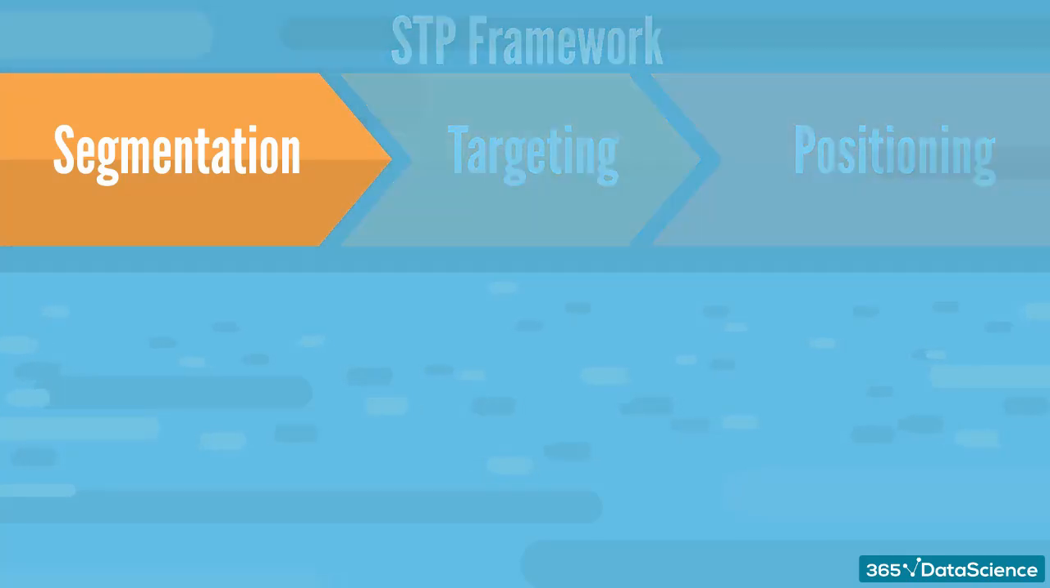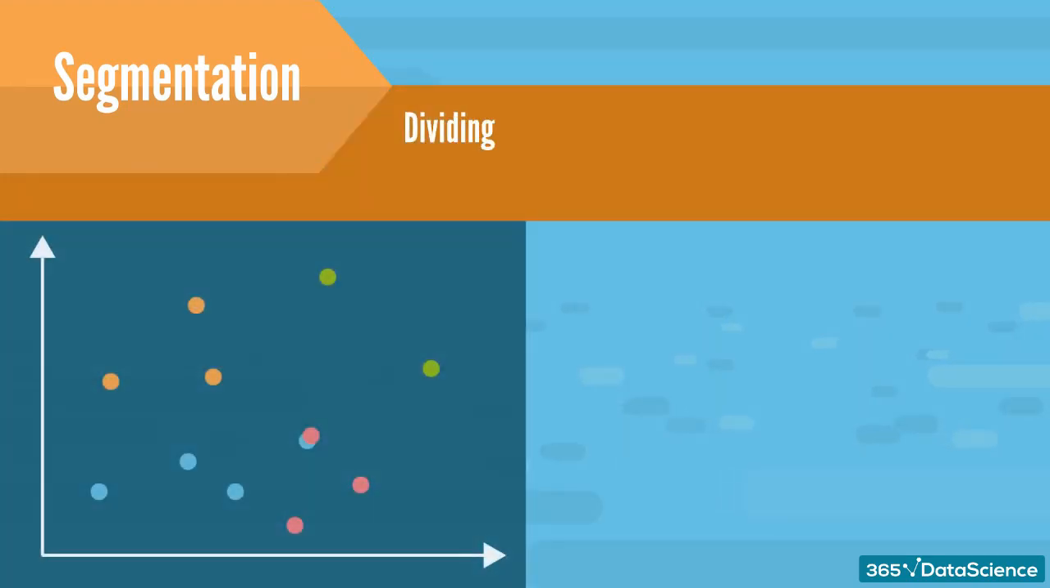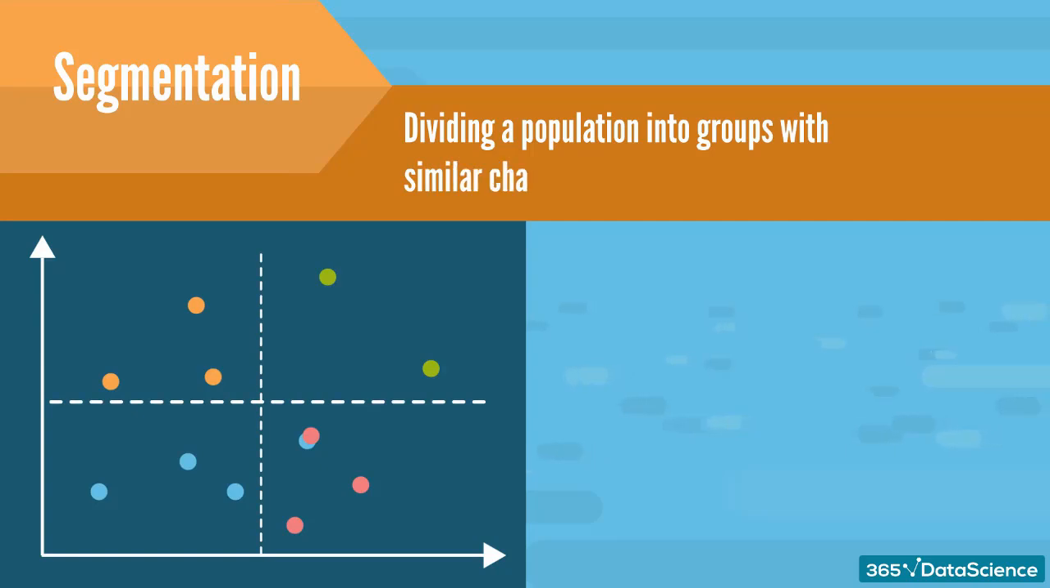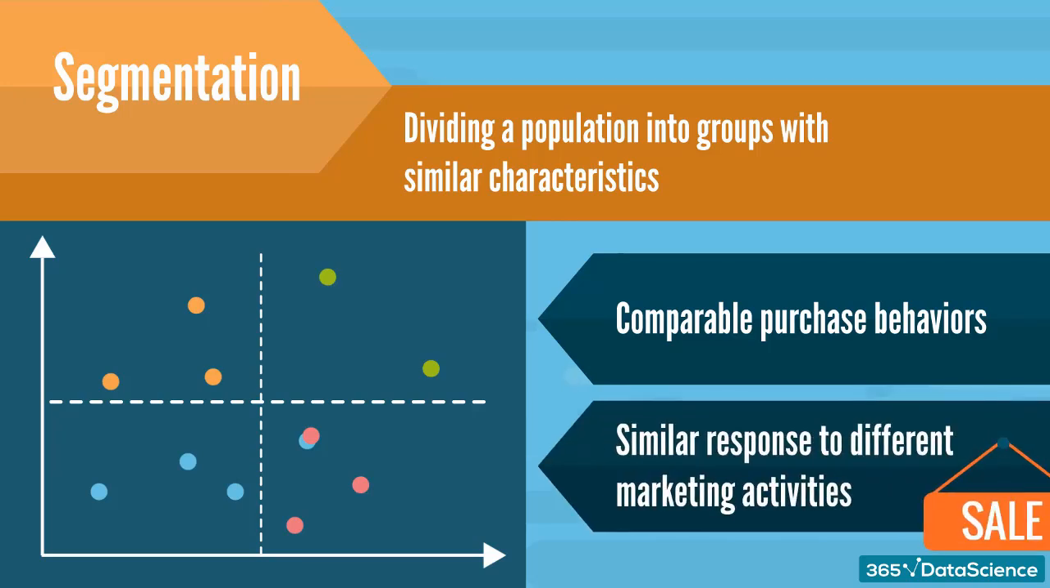Let's start with segmentation. Segmentation is the process of dividing a population of potential or existing customers into groups that share similar characteristics. The underlying idea is that, most likely, these groups will have comparable purchase behaviors. Furthermore, these segments would probably respond similarly to different marketing activities.